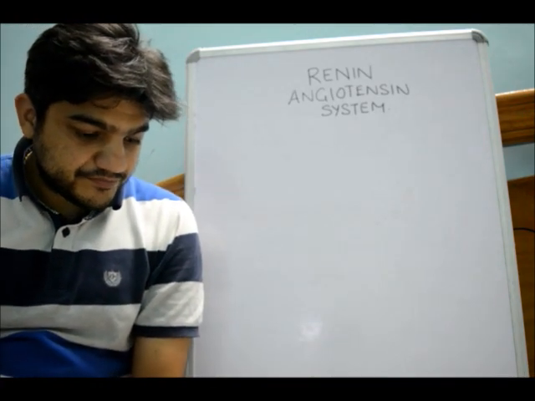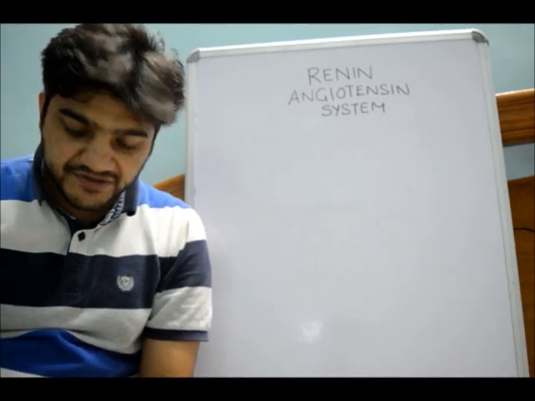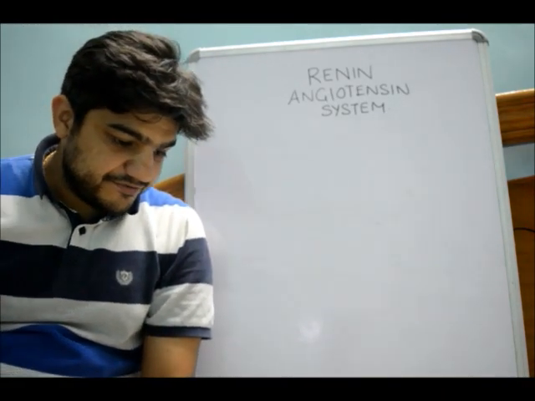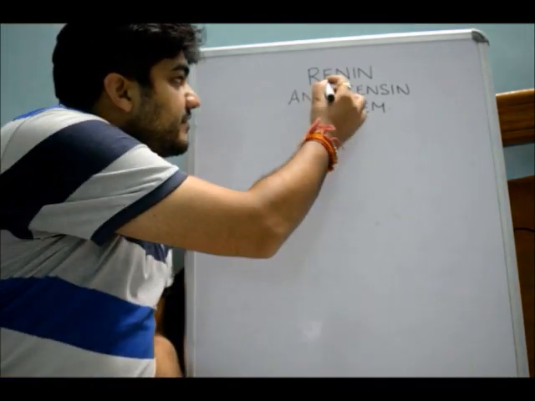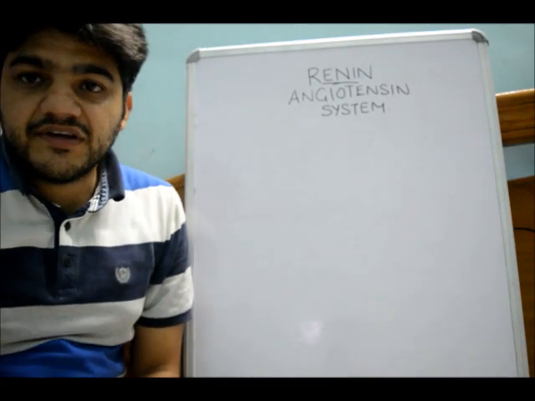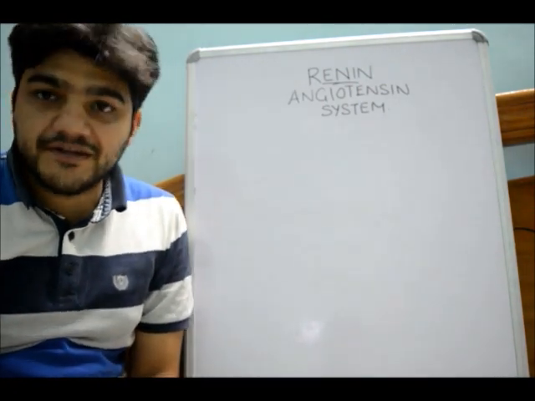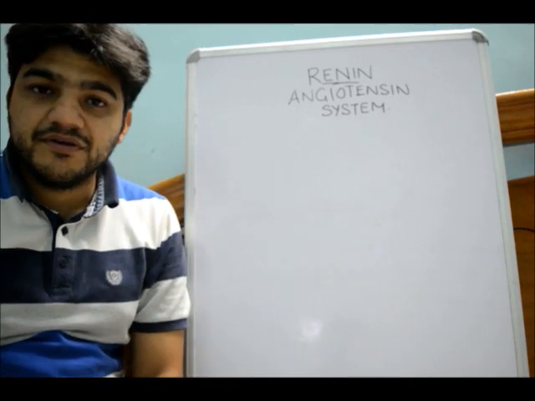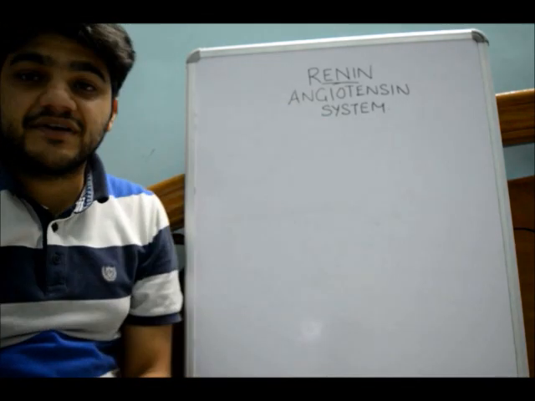So starting with the participants in this system, the first one is this hormone, renin. This renin is a substance which is secreted from the kidneys. That's why it is called renin, because the origin is renal.